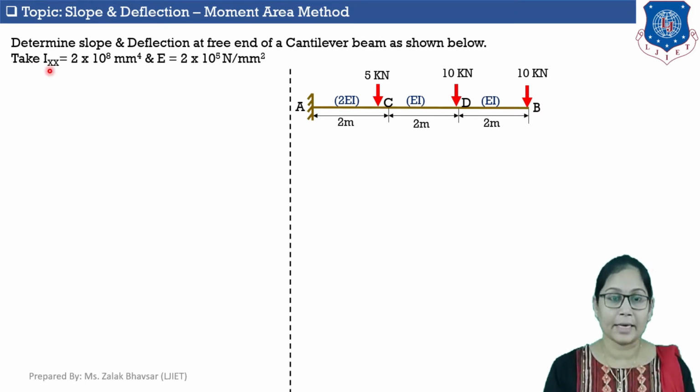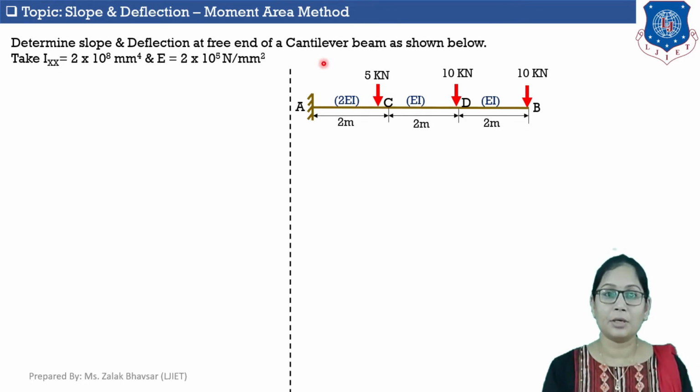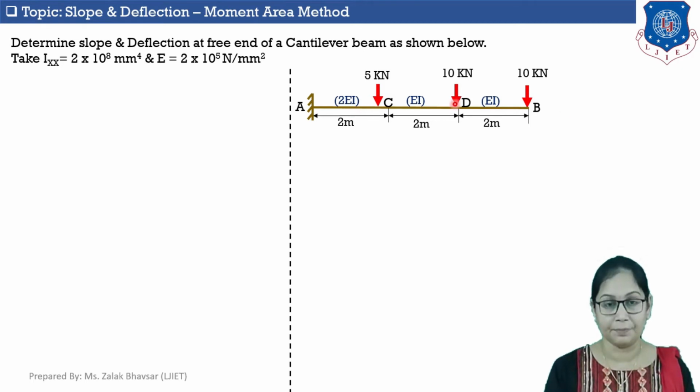Given value of Ixx, which is moment of inertia, is 2 into 10 raised to 8 mm raised to 4, and value of capital E, which is Young's modulus of elasticity, is 2 into 10 raised to 5 Newton per mm square. Here, flexural rigidity of section AC of the given beam is twice than that of section BC.